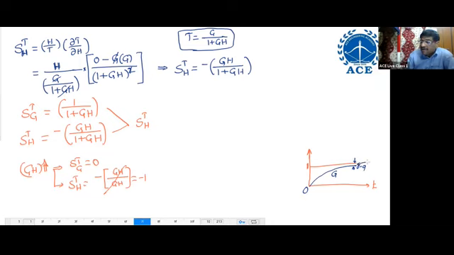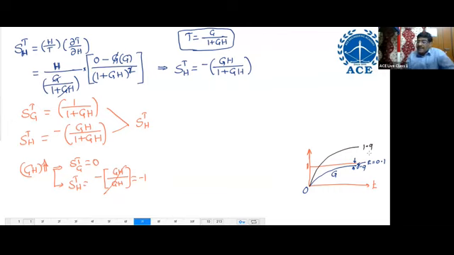What is the variation or error that occurs? With G, the variation is 0.1. Error is 0.1. But with H, what happened? For example, with H, we got something like this. It goes to 1.9, for example.